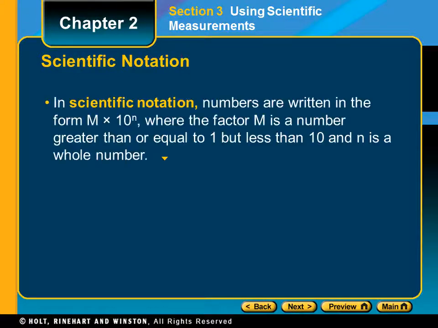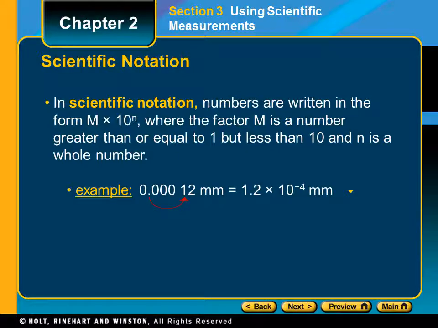Now, in terms of scientific notation. In scientific notation, numbers are written in the form of m times 10 to the nth power, where the factor m is a number greater than or equal to 1 but less than 10, and n is a whole number. What we see in the example here is the number 0.00012 millimeters, which equals, when converted into scientific notation, 1.2 times 10 to the negative 4 millimeters.